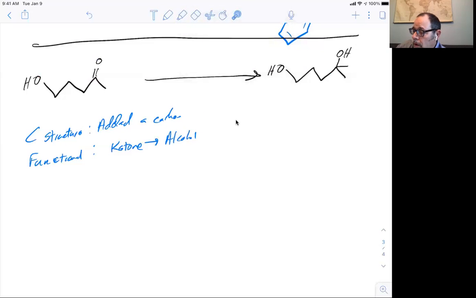And then for our regiochemistry, it looks like the addition occurred right there. So regio, it looks like we're in the same location. So it looks like all the reactions occurring in the same place. And then there's no stereochemistry indicated. And although these are symmetric, so there wouldn't be any stereochemistry. So none indicated and none possible.